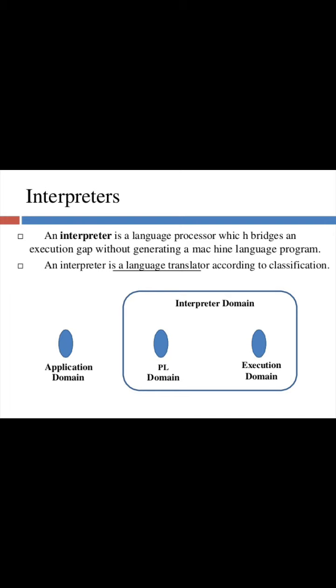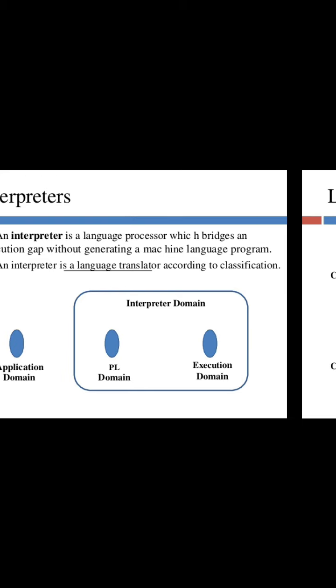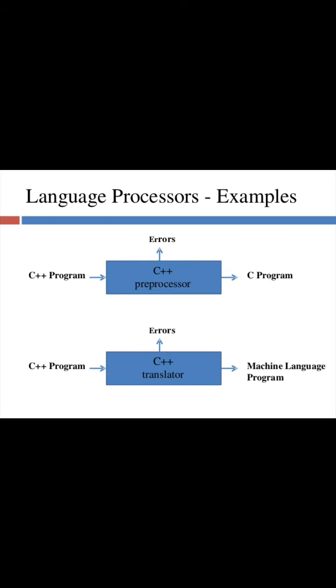There are two types of interpreter, pure and impure. An interpreter is a language processor which bridges an execution gap without generating a machine language program. An interpreter is a language translator according to the classification. So again we will discuss the linker and loader. These are also language processors.